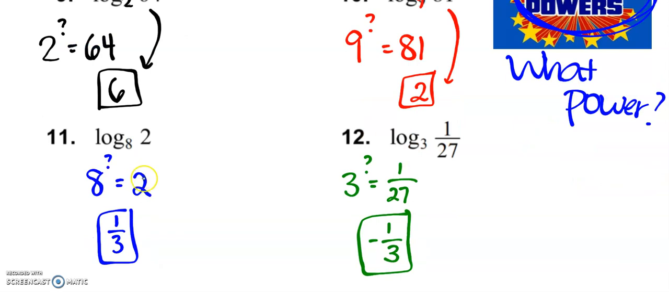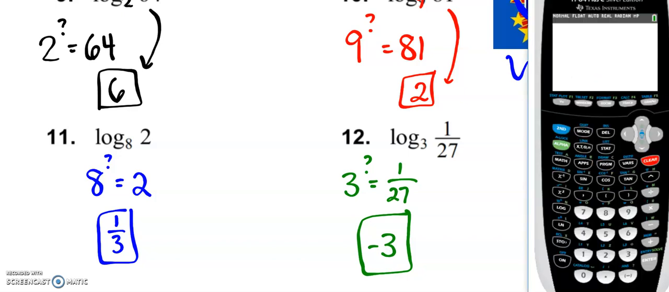All right, well, I know that 2 to the 3 is 8, so 8 to the 1/3 will be 2. This one, I'm going to say 3 to some power is 1/27. Well, I know 3 to the positive 3 is 27. So 3 to the, I made a mistake. 3 to the negative 3, we'll flip that to the bottom. Now, the other thing is we can use our calculator for these. So go ahead and grab your calculator if you don't have it nearby yet.